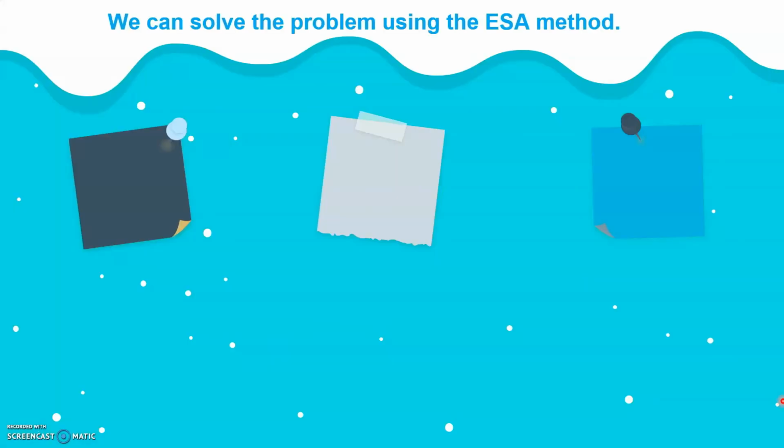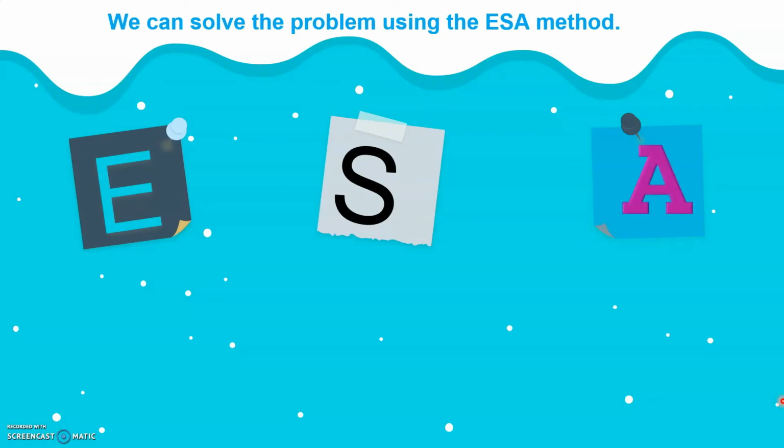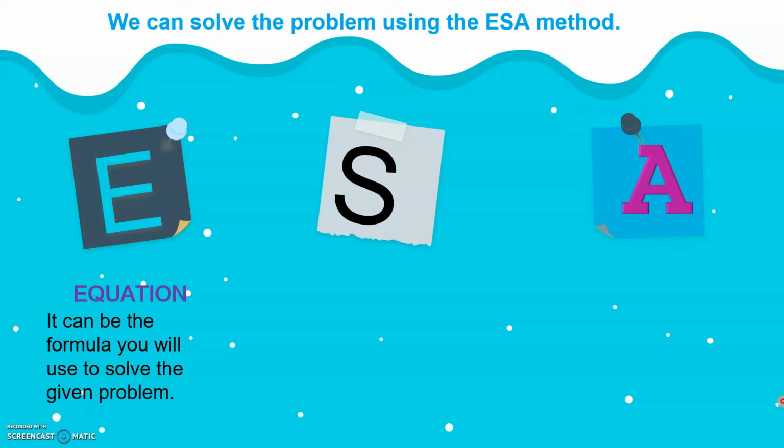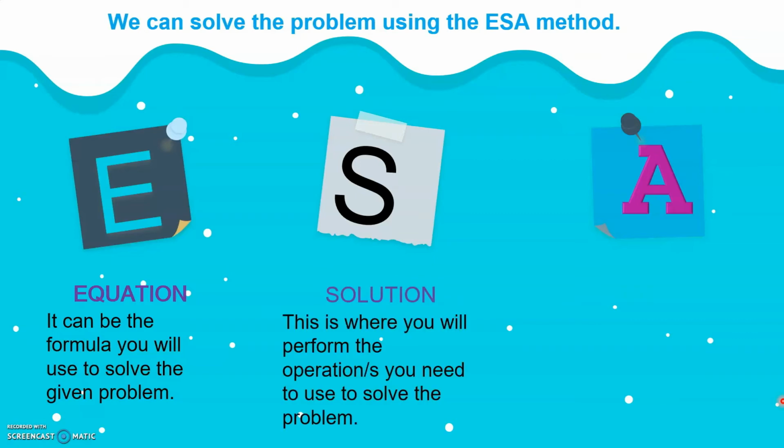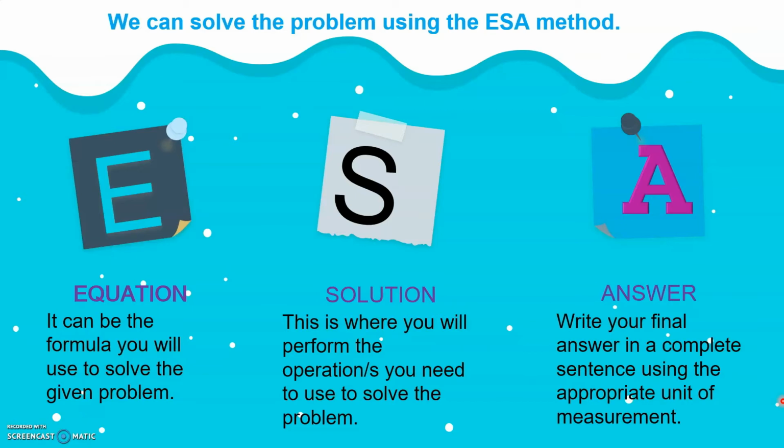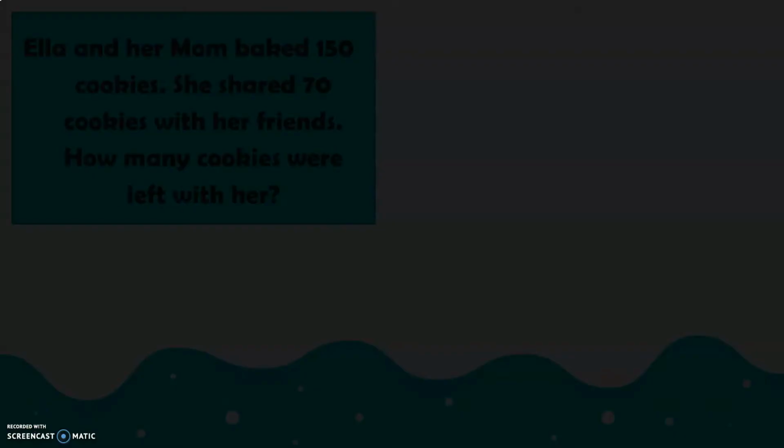And also, we can solve problems by using the ESA method. ESA stands for equation. It can be the formula you will use to solve the given problem. Solution. This is where you will perform the operation you need to use to solve the problem. And lastly, the answer. Write your final answer in a complete sentence using the appropriate unit of measurement. Okay, so let's have some examples.